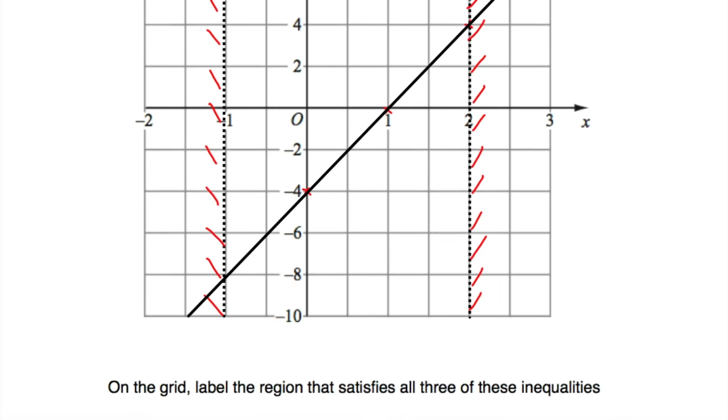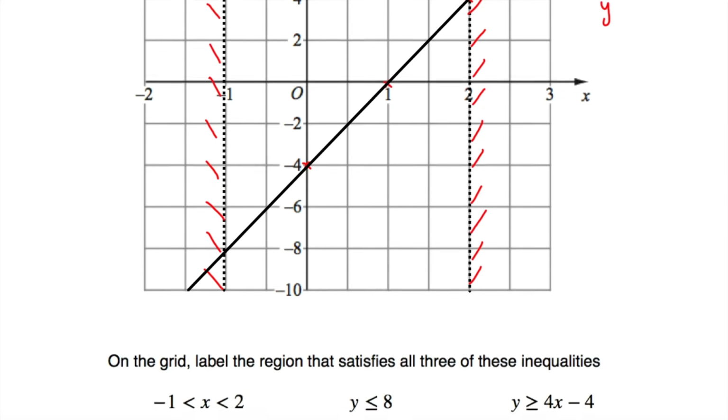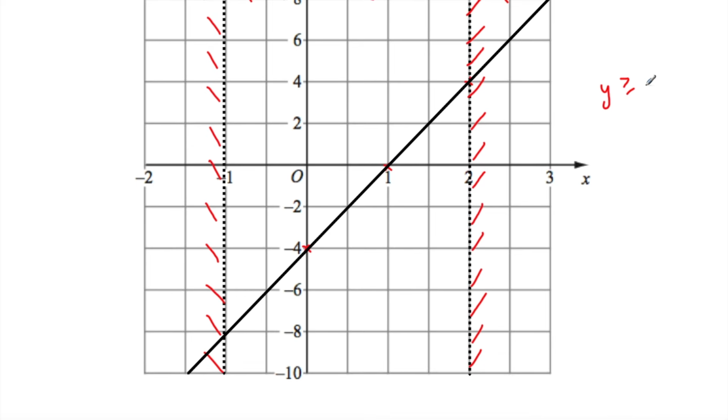And we want to figure out which side of the line to accept and which side of the line to reject. So I'm going to choose a point that's not on the line. I'm going to choose the origin, the point 0, 0. So we've got the inequality y is bigger than or equal to 4x minus 4. The x-coordinate would be 0 and the y-coordinate would be 0. So y, that's 0, is bigger than or equal to 4 times x. Well, 4 times 0 is 0. Minus 4 would be minus 4.